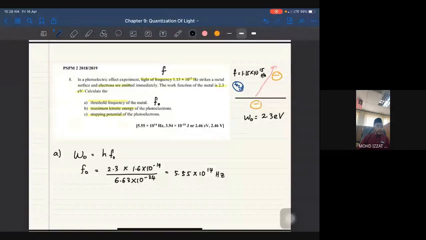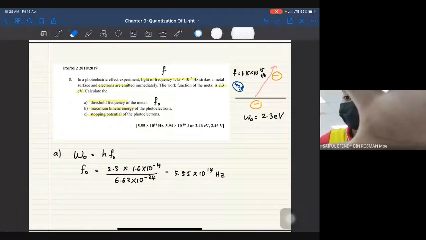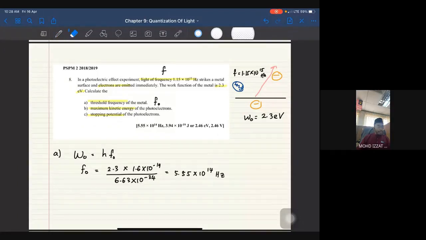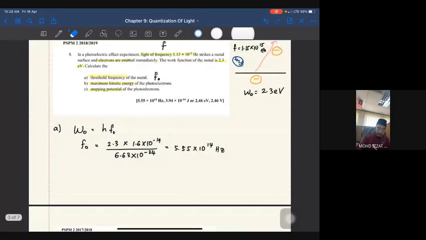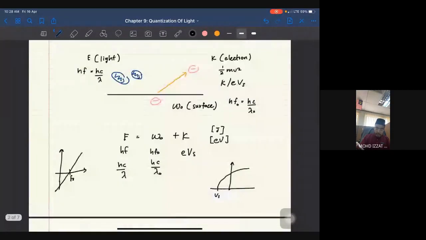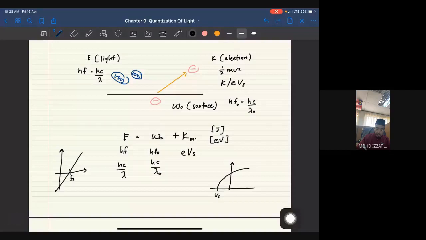Okay, the next question, we want you to find the maximum kinetic energy. What is the symbol for that one? Maximum kinetic energy. Kmax, correct. So if you want Kmax, what is the formula that you want to use? I'm going to correct this one. I just put max over here.